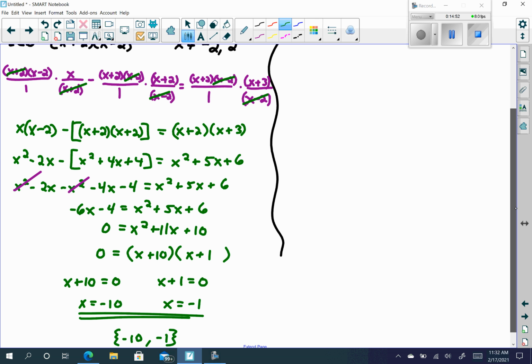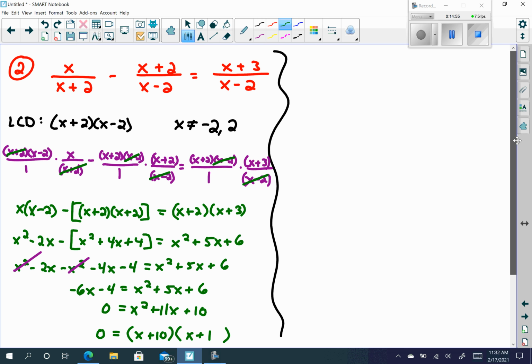Okay, so let me show you the other way. Rather than multiplying by the LCD first, what we could do is get the 3 fractions over the LCD.